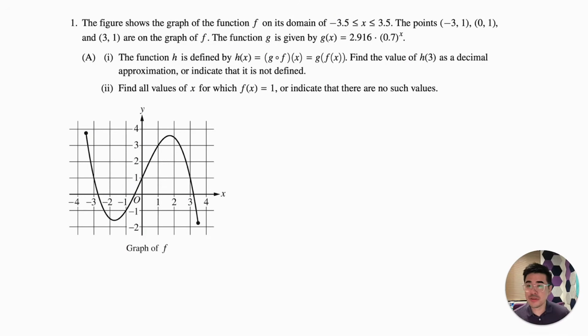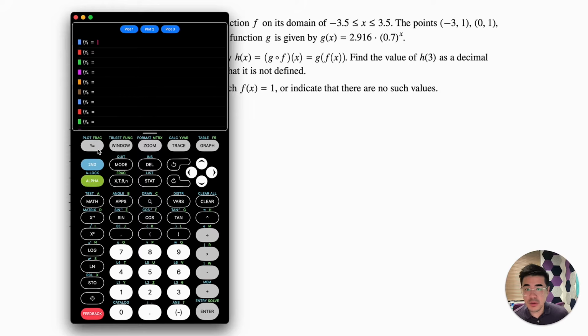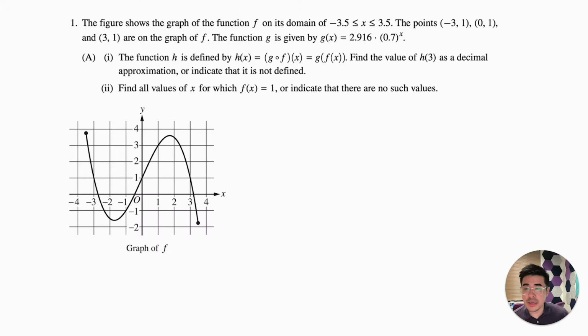Question 1 says the figure shows the graph of the function f on the domain negative 3.5 to 3.5, and they give you the points on the graph, and then they give you this other function g. So the first thing we're going to do is plug this function into our calculator. Y equals 2.916 times 0.7 raised to the x power. And that's going to be our y1 function. And now let's go to the question.